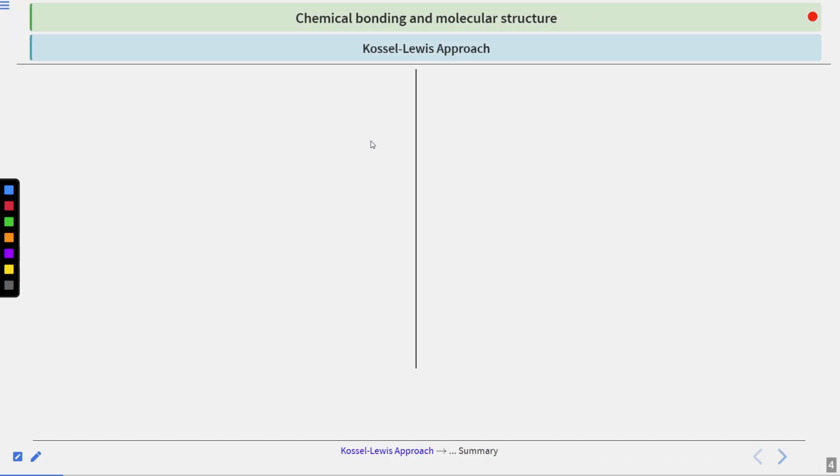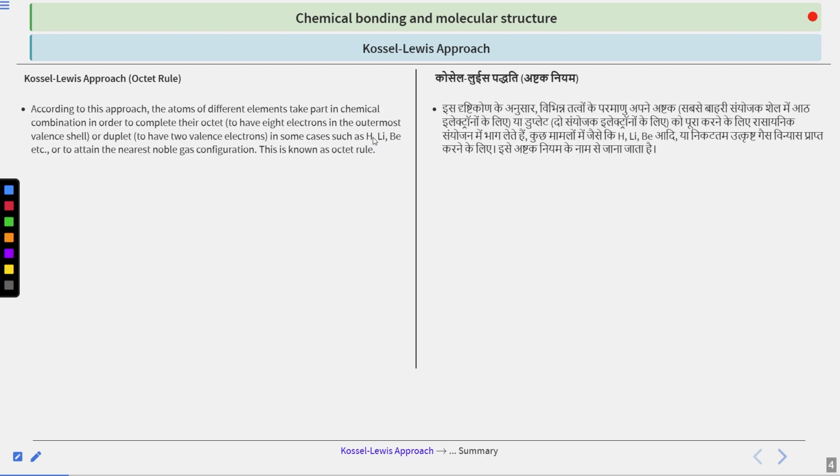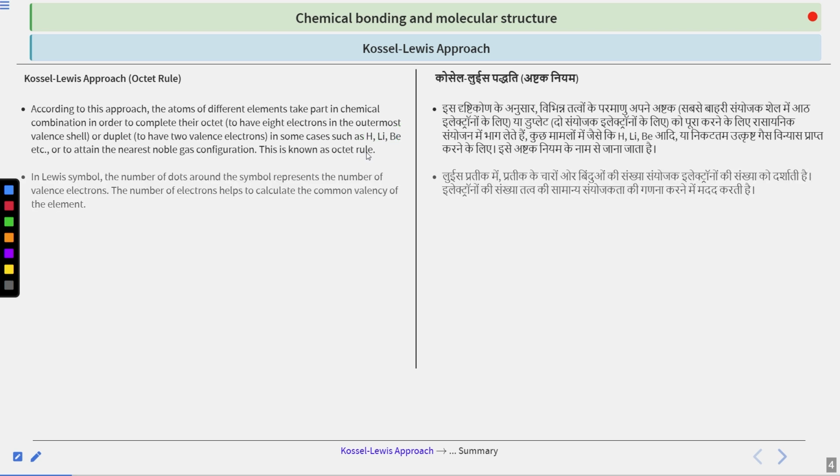So first was the Kossel-Lewis approach. It was based on the octet rule. It says that the electrons in the outermost shell will be 8. This is a very basic rule, we have seen it often. In some elements it can be 2 also, like in the case of hydrogen, lithium and beryllium. Kossel-Lewis says that during the formation of a compound, the atoms take part in chemical combination such that their octet can be completed.